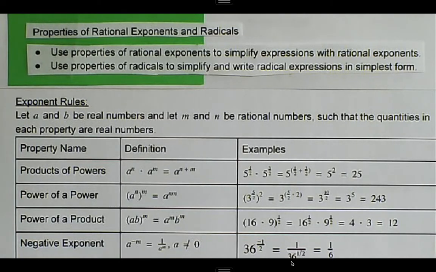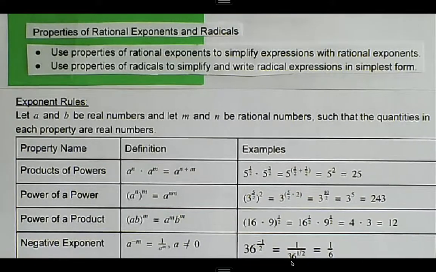We are talking about properties of rational exponents and radicals. And before we can get into some example problems, we have to remember the relationships and the definitions that will help us answer these questions. So exponent rules.